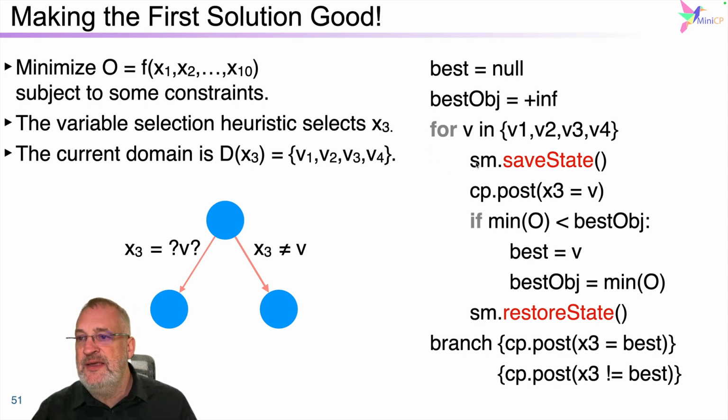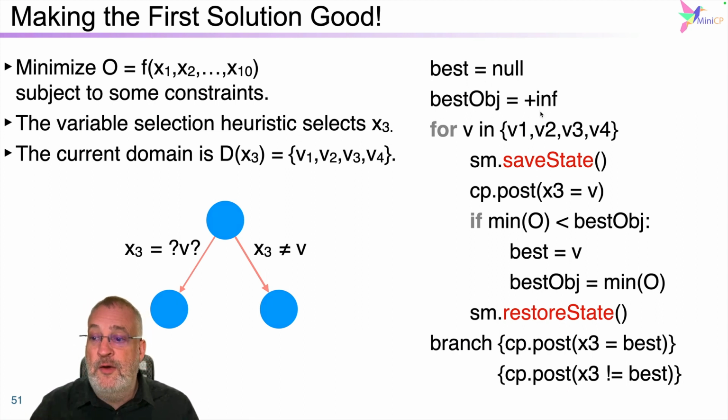So I could say, okay, let's save my state. Let's post a constraint that binds variable x3 to one of these specific values, in turn v1, v2, v3, v4. Once we've posted that, we look at the value of the objective, and if it's better than the best we've ever seen, we will remember it, what is the best value, and we remember what objective it delivered. Then we undo the decision, we restore the state that undoes everything, and we try the next value.